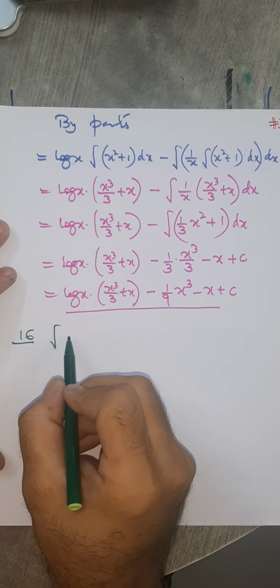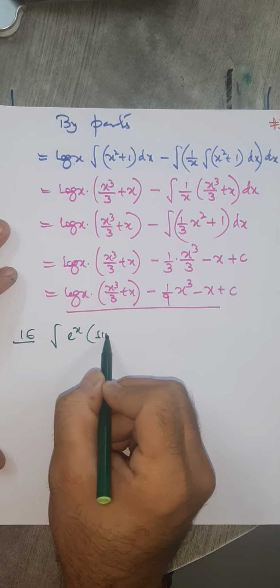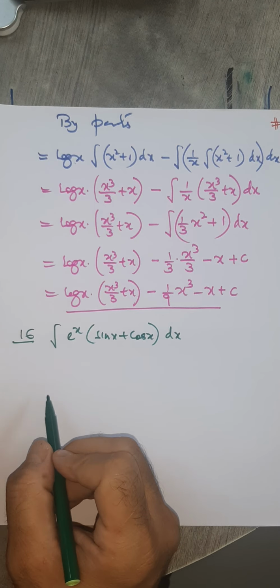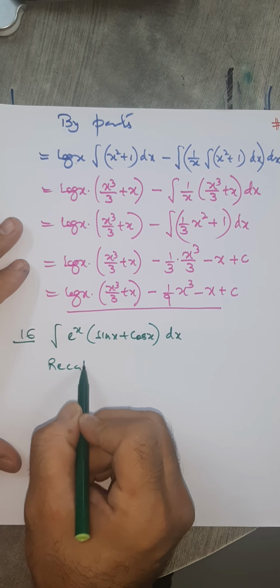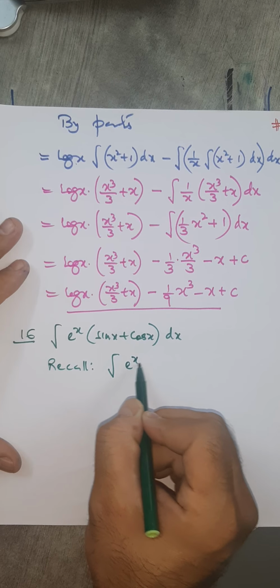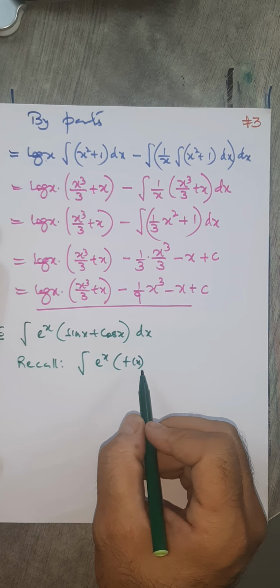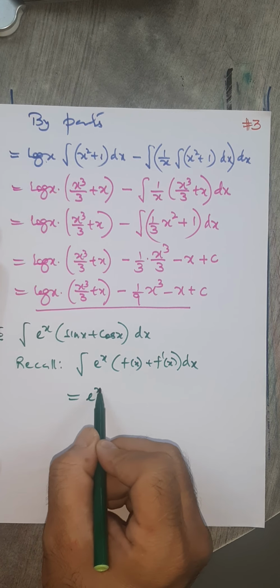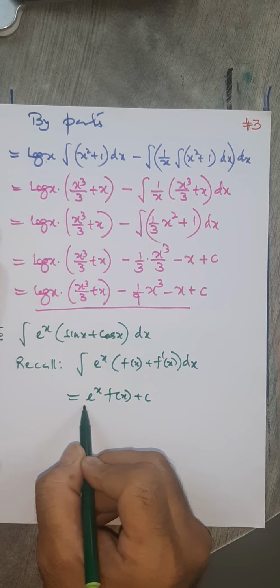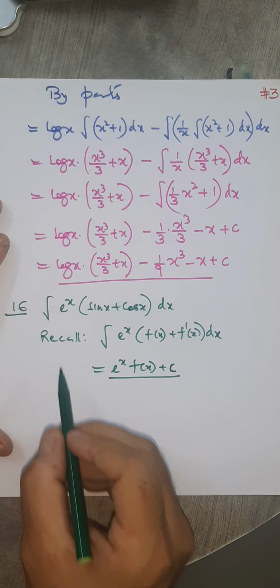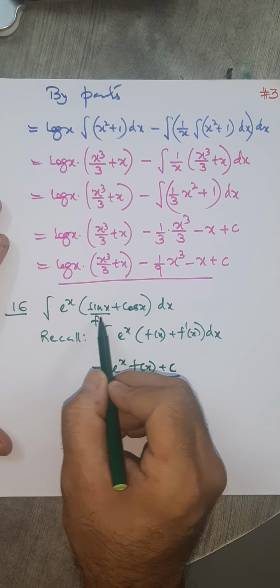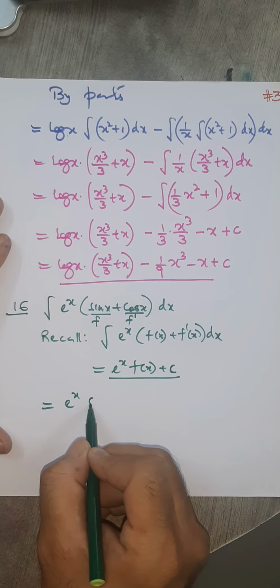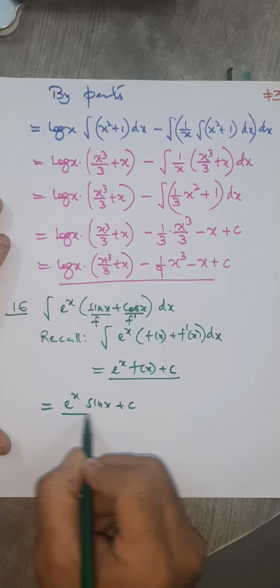Question number 16 here. E raised to x, sin x plus cos x, the whole dx. Now, if you just remember this formula, e raised to x into f x plus f dash, the answer to this integral is e raised to x into f x plus c. This is the required integral here. So this is f, the derivative of sine is cos here, f dash. So the answer to this one is e raised to x into sine x plus c.